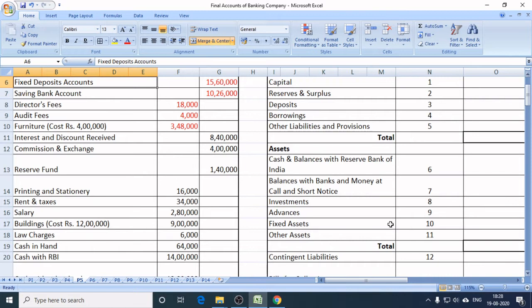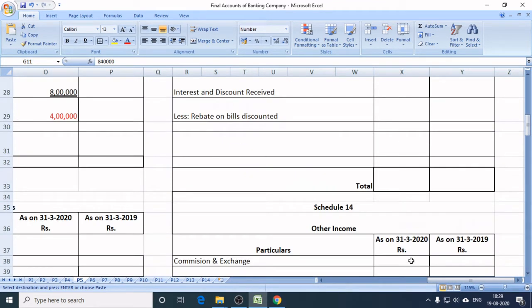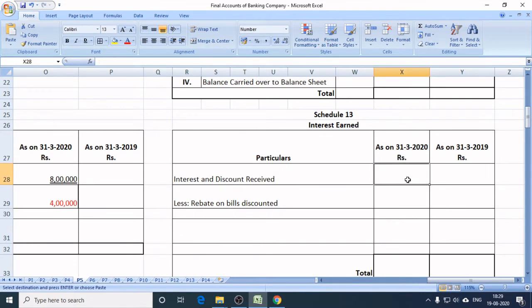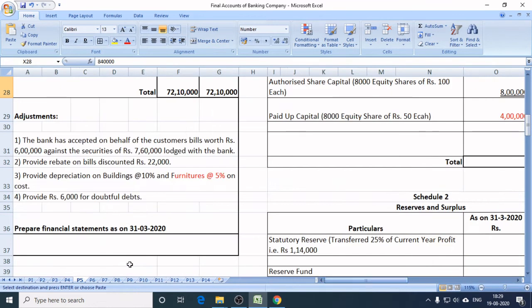We have here interest and discount received. It has a credit balance, it is an income of a bank, and it is related to interest and discount. So such an income is shown under schedule number 13, which is specifically for it, that is interest earned. So show it under interest earned, schedule number 13, 8,40,000. For other income we have schedule number 14, that is other income.